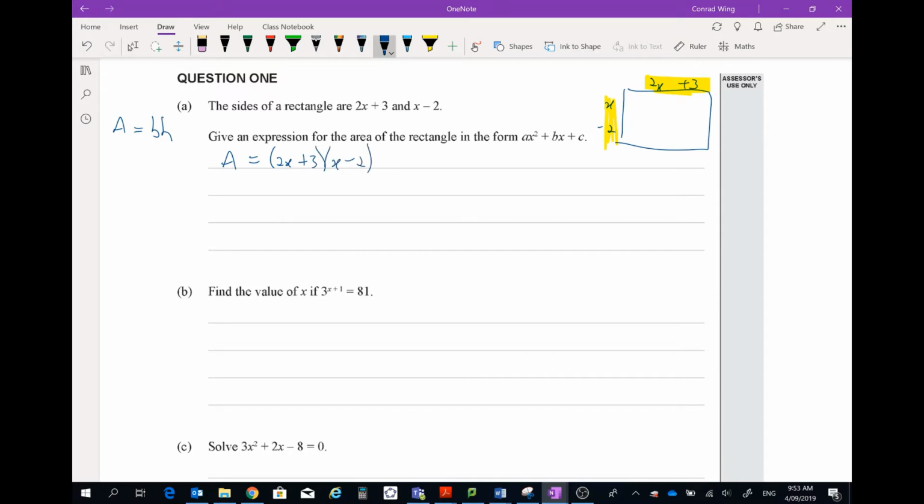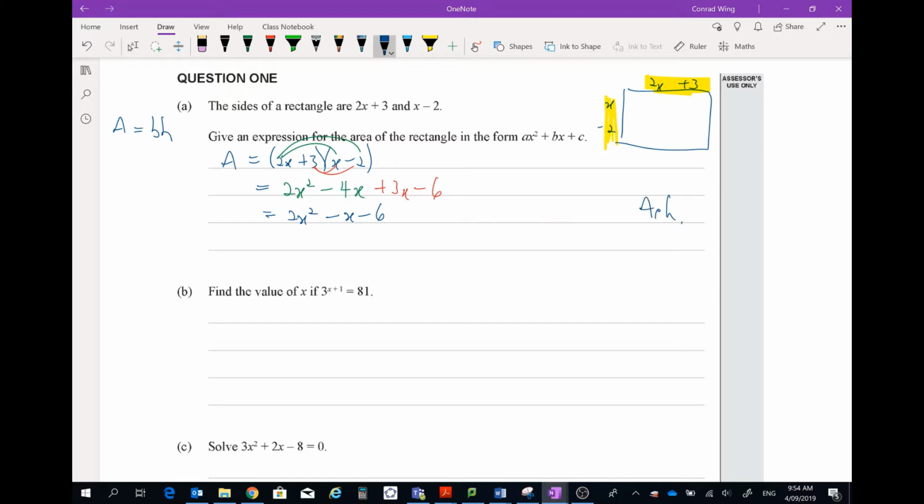So when you see this, what do you think you're going to do? Yeah, expanding this bracket, 2x times x is 2x squared, 2x times negative 2 is negative 4x, and then 3 times x is plus 3x, and 3 times negative 2 is negative 6. Last step is to put the x terms together. Negative 4x plus 3x is negative x, minus 6. Boom. So this is achieved.